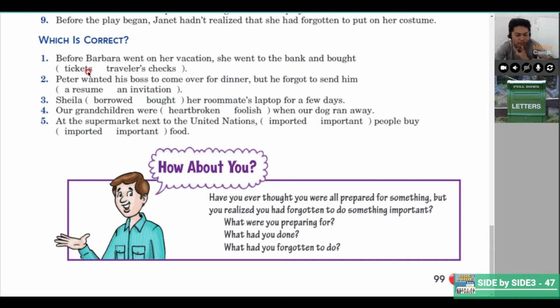Okay. So here, before Barbara went on her vacation, she went to the bank and bought... So what do you usually buy at a bank? Tickets, you buy it at the airlines, right? Or online. But when you go to a bank, what do you buy at the bank? Checks. Especially if you go to another country, usually the currency that you own is not the same as the other country, right? So that's why you buy traveling checks, so that when you go to that country, you can give them to the bank and then they will change it for you.